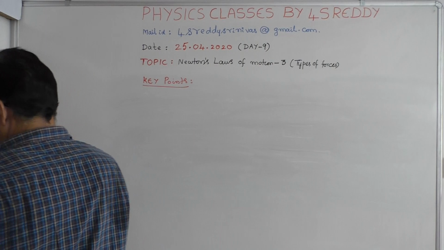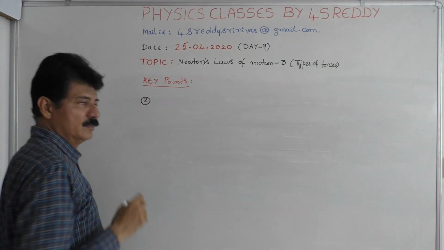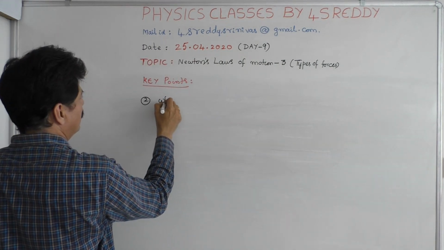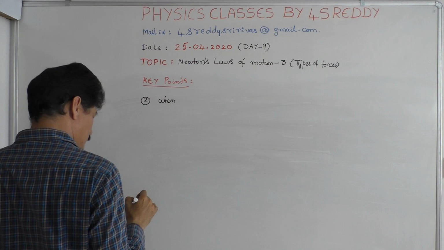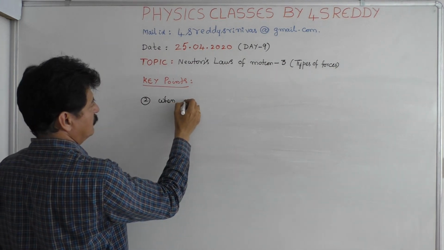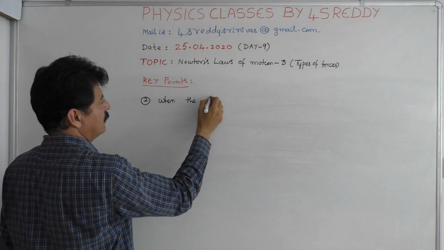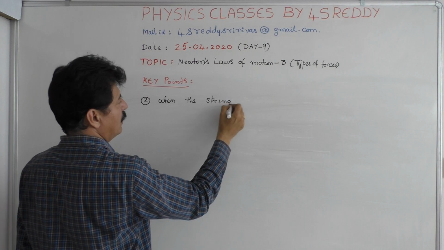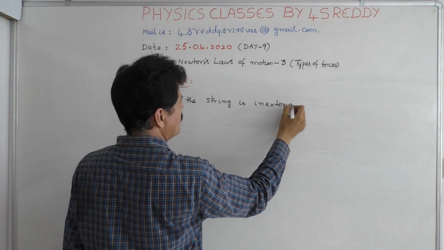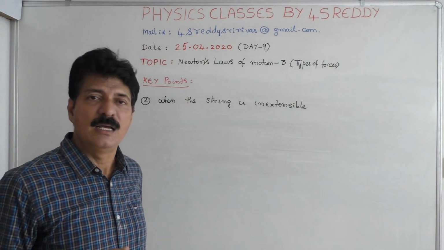Second point. Point number 2. You may be given that the system has a string that is inextensible. When the string is inextensible, that means there should not be any elongation in the wire.